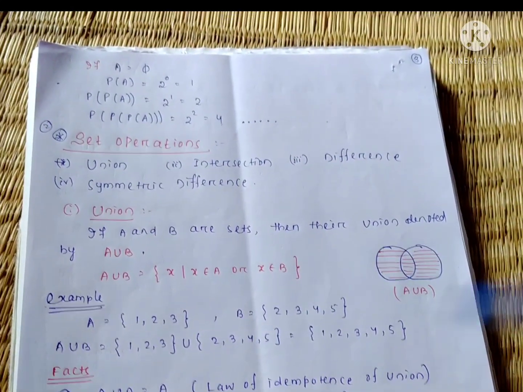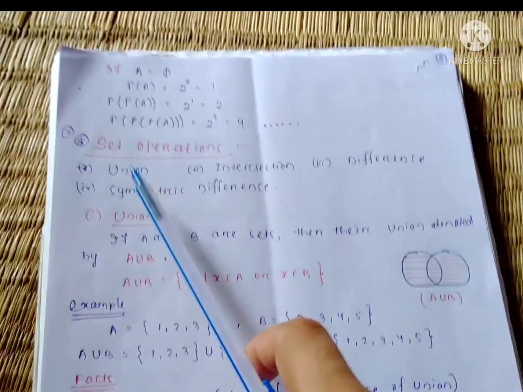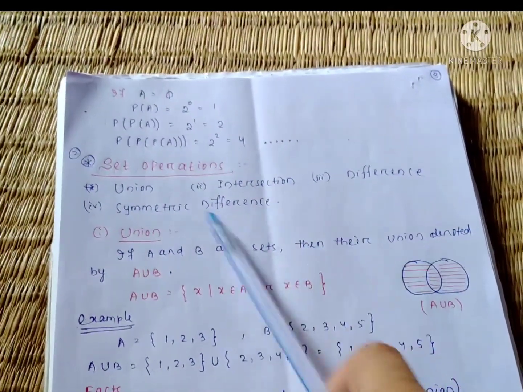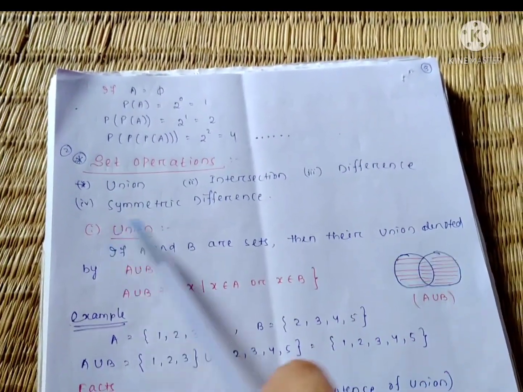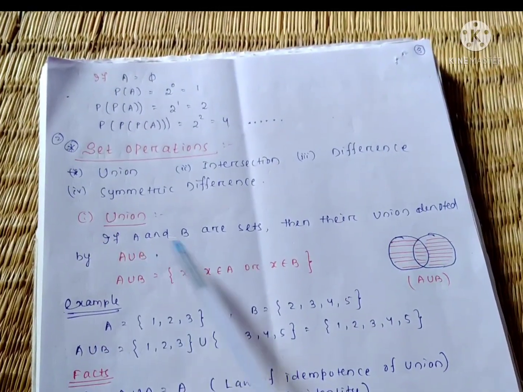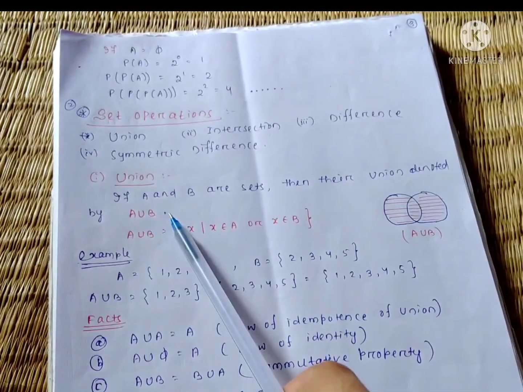Hello, in this part of the video we are discussing set operations. Set operations are of different types: union of sets, intersection of sets, difference, and symmetric difference. First of all, we have to discuss the union of sets. If A and B are sets, then their union is denoted by A union B.